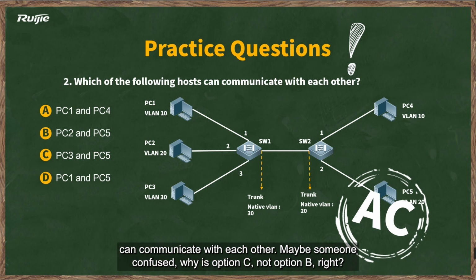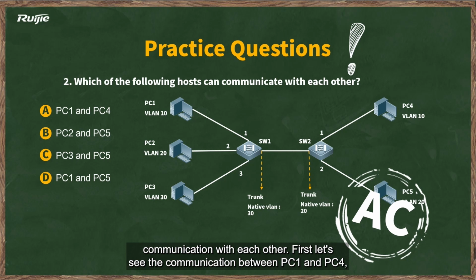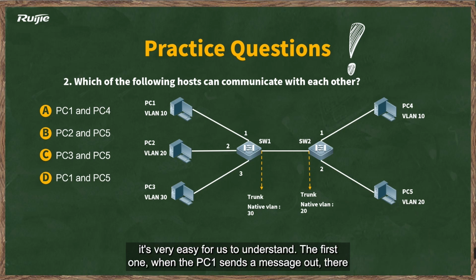Maybe someone is confused. Why is option C correct and not option B, right? PC2 and PC5 both belong to VLAN 20. So let's see the detailed process of how they communicate with each other. First, let's see the communication between PC1 and PC4. It's very easy for us to understand.